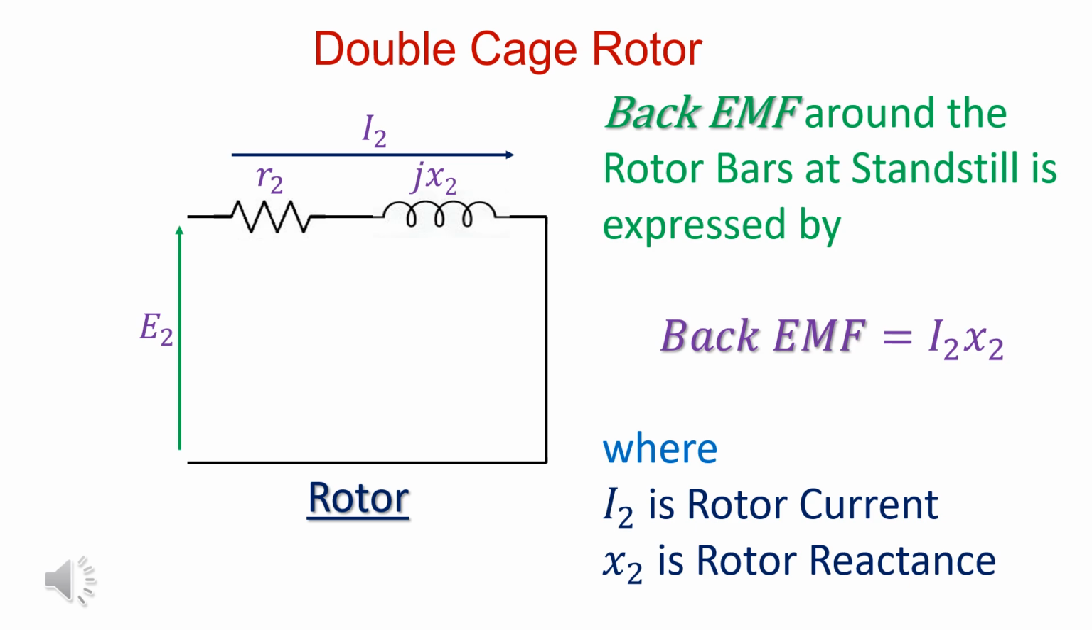Back EMF is expressed as I2 X2, where I2 is rotor current and X2 is rotor reactance.